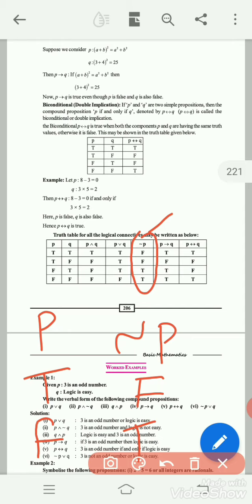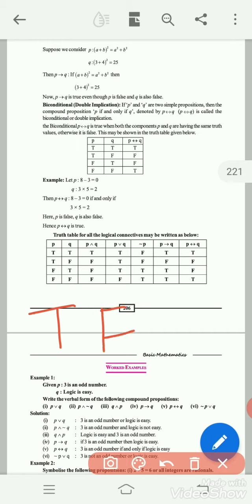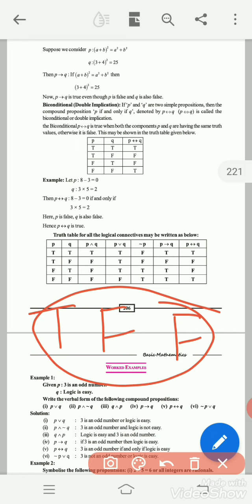Next one, implication. Implication means here, if first condition is true and second condition is false, then only the compound proposition is false. In all other remaining 3 cases, it is true. See, this is the truth table for implication. True, true, true. True, false, false. False, true, true. False, false, true.